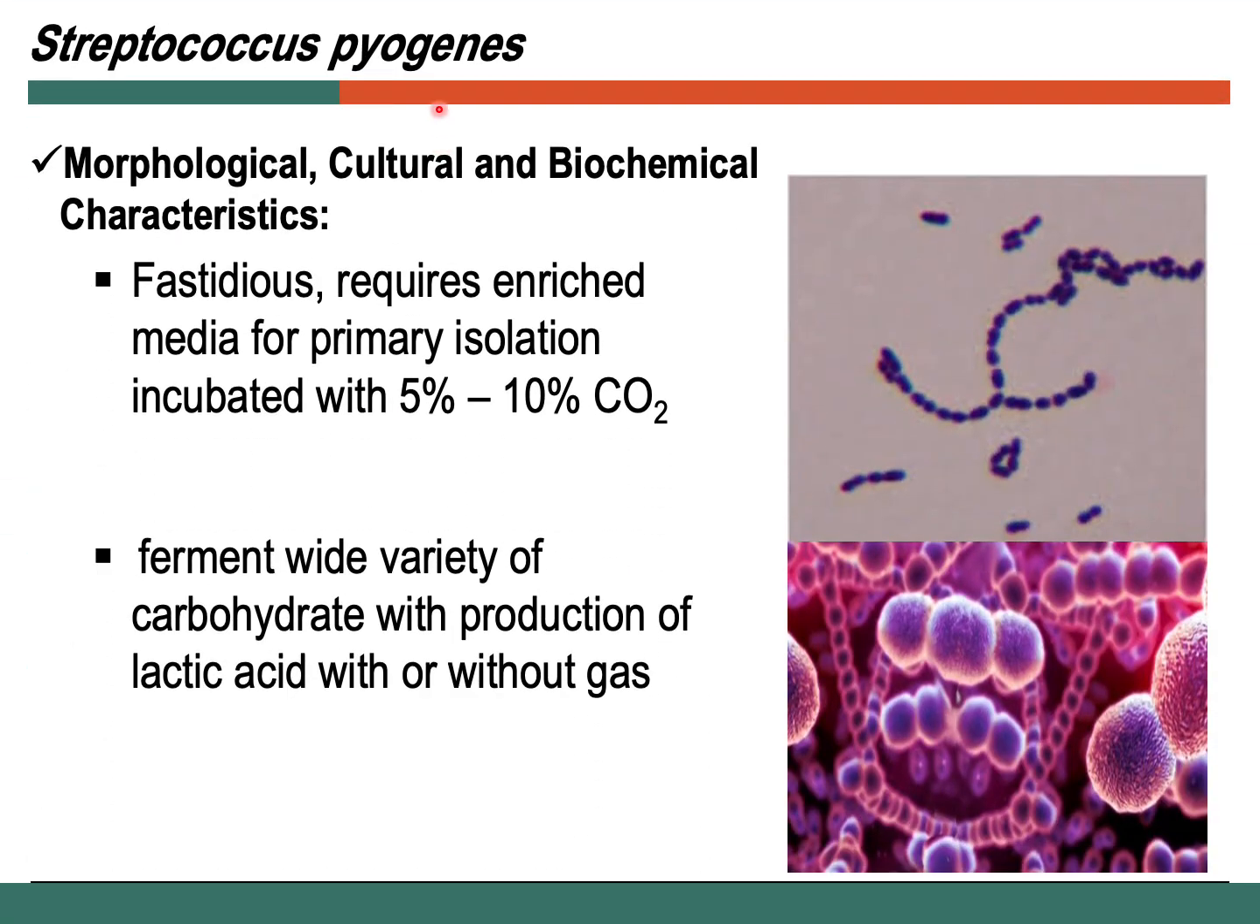So, your GAS or your Streptococcus pyogenes is fastidious, and it requires enriched media for primary isolation. That is why it will grow better with the presence of blood. So it will grow better on blood agar plate. You should incubate this one with 5 to 10% CO2 because these are also capnophilic organisms. It ferments a wide variety of carbohydrates with the production of lactic acid with or without gas.